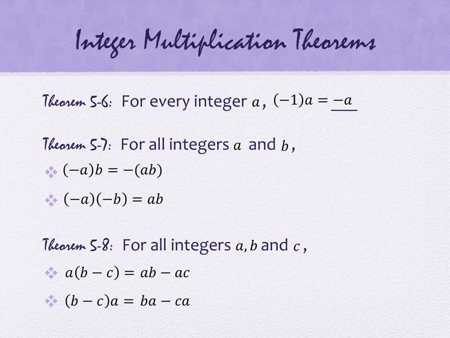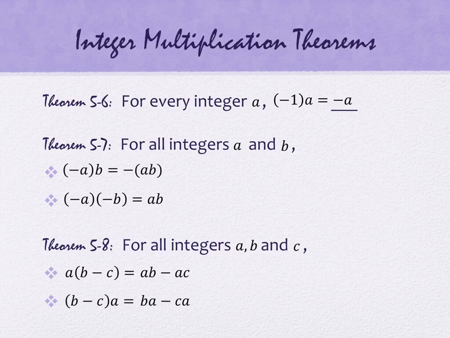Theorem 5.6 talks about what happens when you multiply a negative 1 times an integer a. So what you see is that negative 1 times a is actually equal to the opposite of a. So multiplying by a negative changes the sign. It doesn't necessarily just mean positives become negatives. It actually also means negatives become positives.